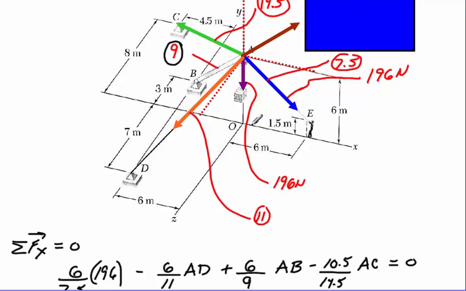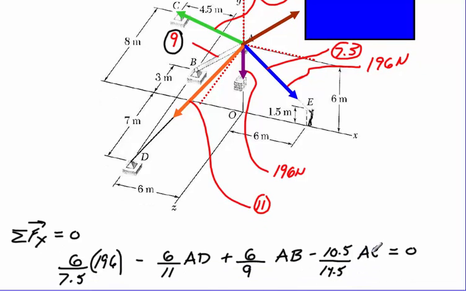And how far is it going to be going? It's going to go 6, and then it's going to go another 4.5. So 6 plus 4.5 gives me the negative 10.5. I divide it by its length, which is 14.5, and I multiply that by AC and set that equal to 0. So that's one equation.